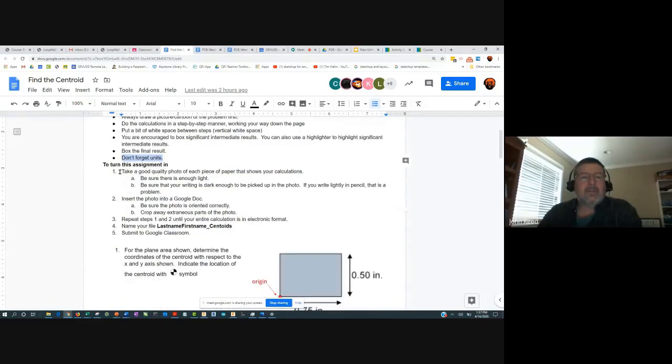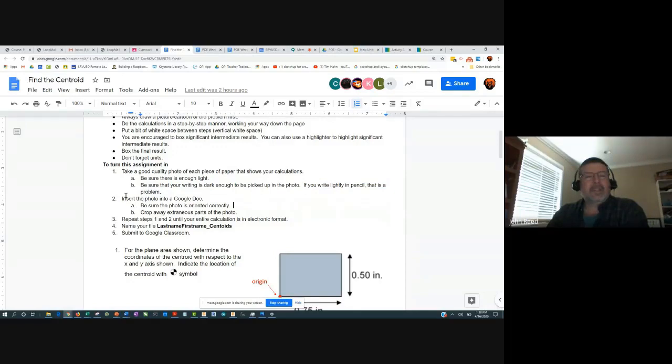To turn this in, take a good quality photo of each piece of paper that shows your calculation. If you don't have a device to do that, just shoot me an email and we'll work something out. Be sure there is enough light. Be sure that you're writing dark enough to be picked up in the photo. I suggested that you use pencil before, but sometimes those don't show up in the photo. So if you're a really light writer, and I think there are some folks in this class who are, then you may have to push a little harder on the pencil.